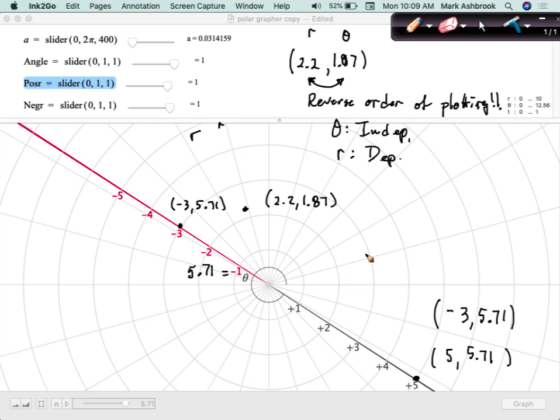So this is where it gets tricky for students. You got to really be confident about that direction of positive theta. Always pinpoint that direction of positive theta, and then the direction of positive r, which is in the direction of theta. Then the direction of negative r is exactly in the opposite direction.